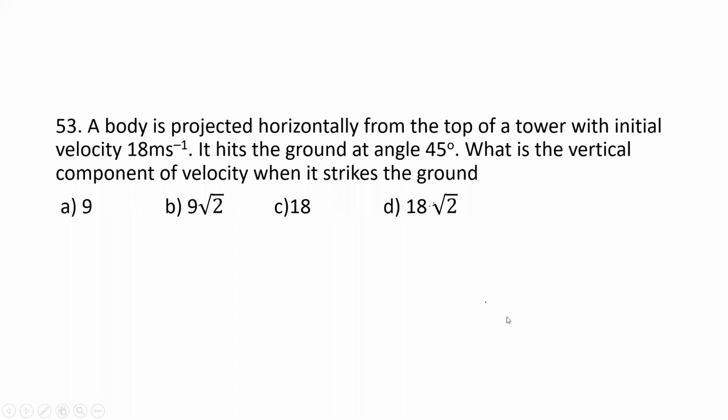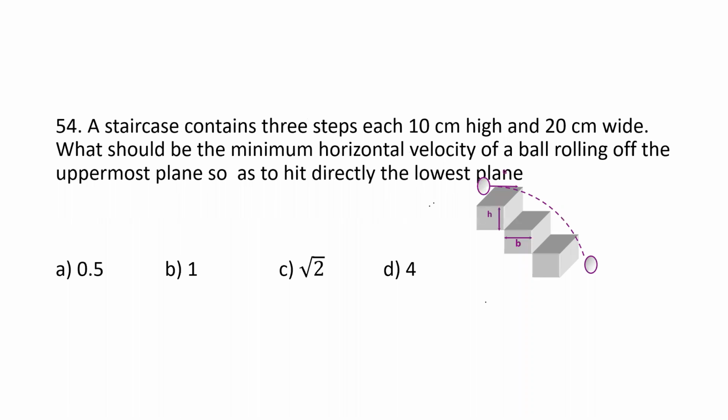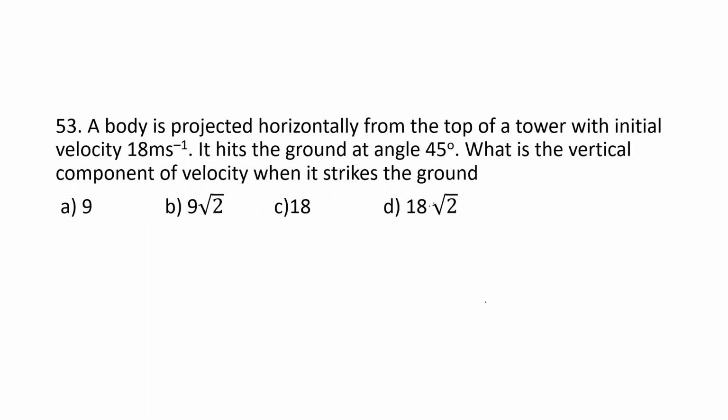Next question. A body is projected horizontally from the top of a tower with initial velocity 18 meter per second. Initial velocity is given. It hits the ground at an angle of 45 degree. What is the vertical component of velocity when it strikes the ground?